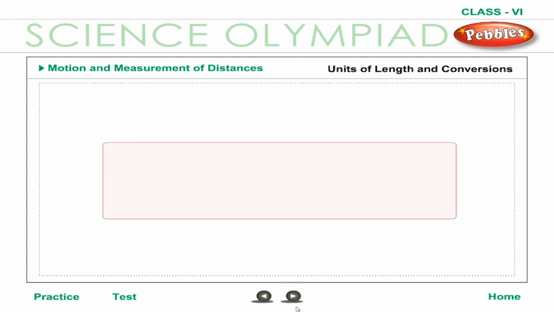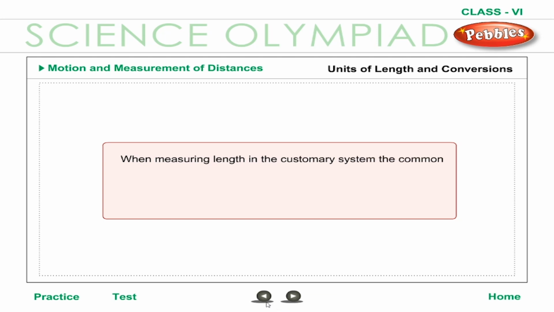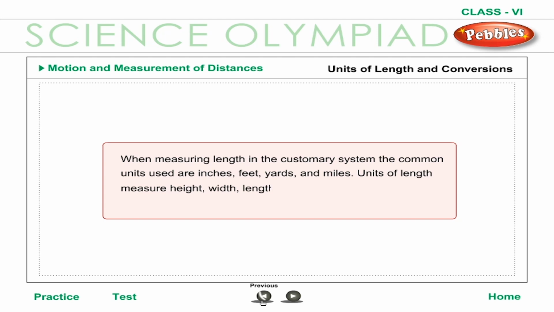Units of length and their conversions. When measuring length in the customary system, the common units used are inches, feet, yards, and miles. Units of length measure height, width, length, depth, and distance. The SI unit of length is meter, m.